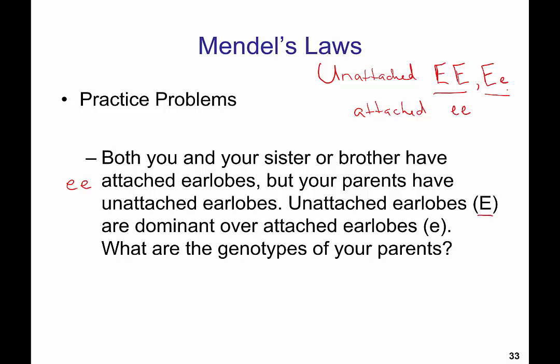So we could work out Punnett squares, combining parents where maybe one has homozygous dominant and one is heterozygous, or we could try them as both being homozygous dominant, or both being heterozygous. So you could work out Punnett squares for each of those.